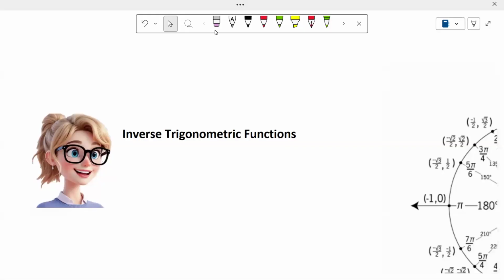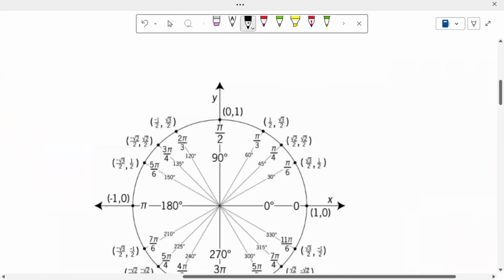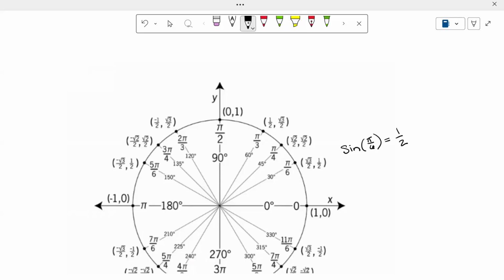Okay, let's discuss inverse trig functions. An inverse function is a function that will kind of reverse the concept. So typically, when we're doing, let's say, a sine function, we input the angle, and what comes out is the ratio, right? So here, the sine of pi over 6 is equal to 1/2, right? An inverse function reverses that, or rather, it maps it back.